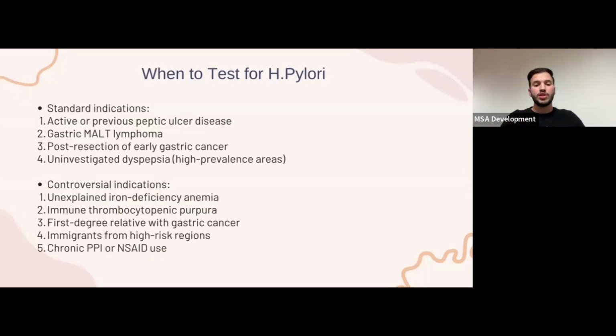Now, the controversial indications may be unexplained iron deficiency anemia, because H. pylori, as we mentioned, causes chronic inflammation, and this can lead to decreased absorption of iron. ITP, or immune thrombocytopenic purpura: H. pylori can cause immune destruction of the platelets, so we can check for it. Other indications are a first-degree relative with gastric cancer, immigrants from high-risk regions, and chronic PPI or NSAID use.